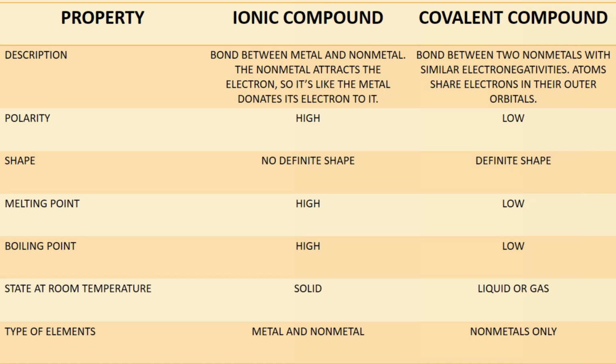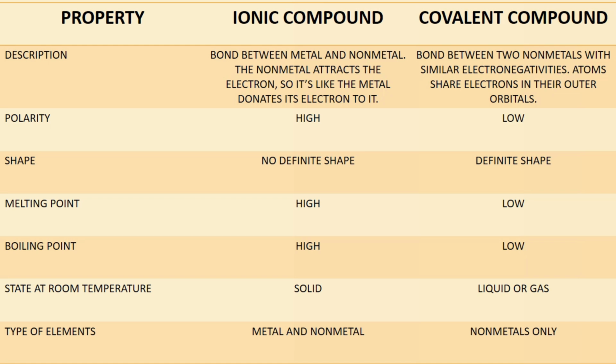The melting point. Melting point is from solid to liquid substance. So in the melting point, there's a high melting point in ionic compound, and in the covalent compound, there is a low melting point. In ionic compound, boiling point is very high. Baluman mo sa boiling point, diba? Kung magbukal-bukal. From liquid to gas. So, ang boiling point sa ionic compound is high while the covalent compound is low.